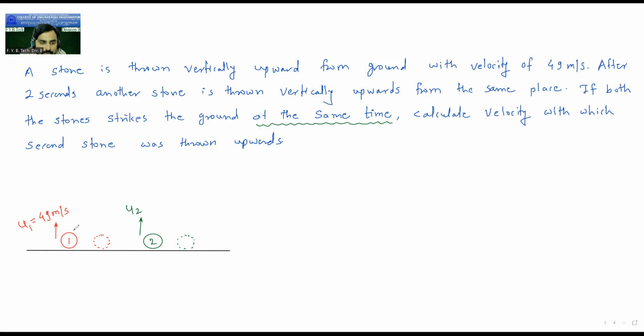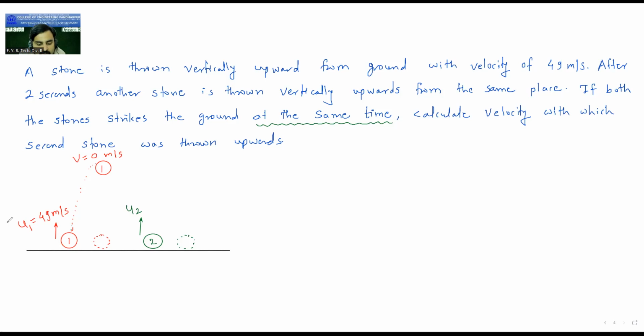Now this is the first stone. When it is thrown, it will move up to a point where it will get the maximum height. Suppose this is the point where the height is maximum. This is your first throw. So when it reaches maximum height, what is the final velocity at this time?